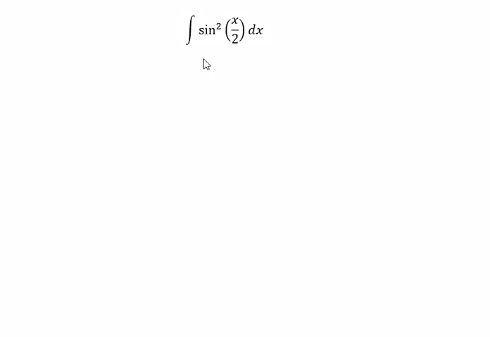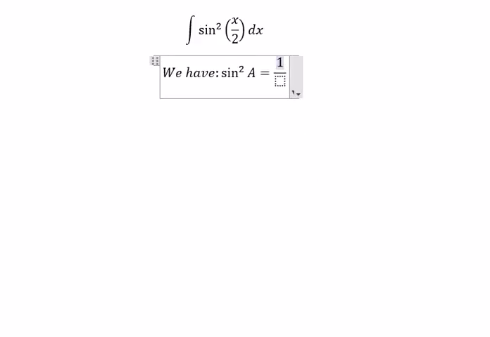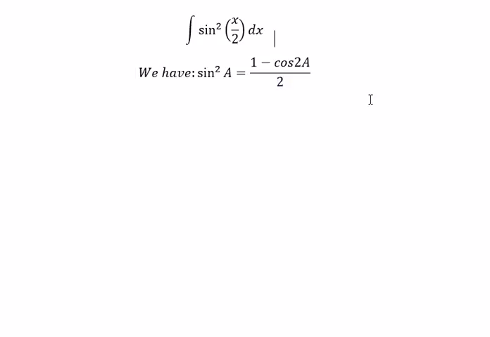The topic today is about the integral. So I will show you the technique how to answer this one. We have sine squared A equal to 1 minus cosine 2A over 2. So we will apply a similar technique for this one.